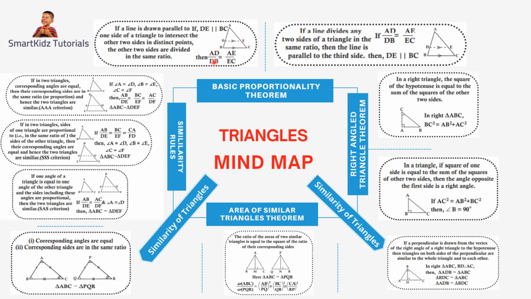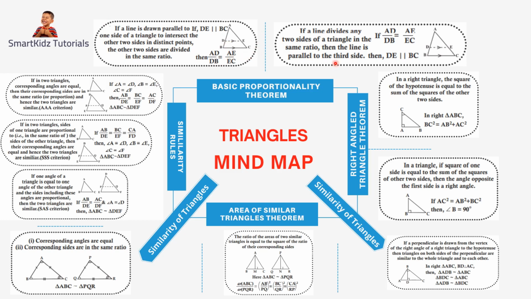So what it says is, let's say we have this triangle ABC here and we have this DE, and DE is given parallel to BC. If DE is parallel to BC, then we can say that AD upon DB is equal to AE upon EC. So in other words, AD upon DB is equal to AE upon EC if DE is parallel to BC. This is the basic proportionality theorem.